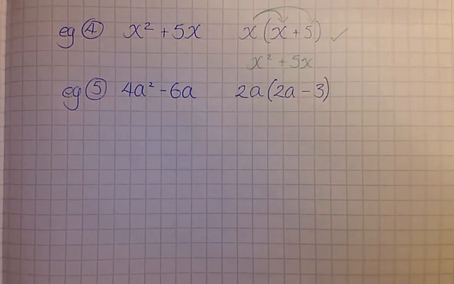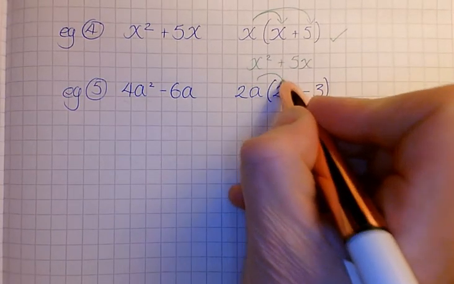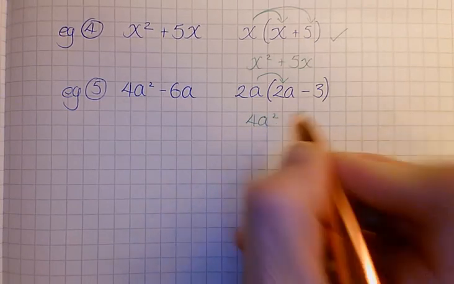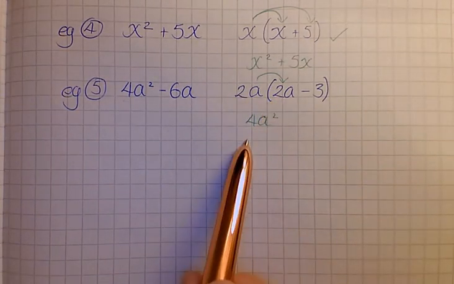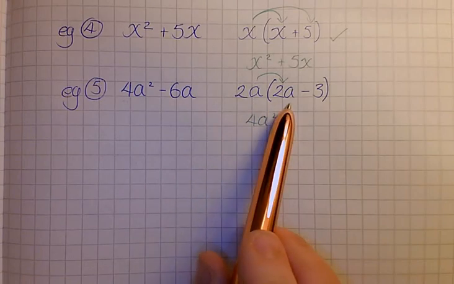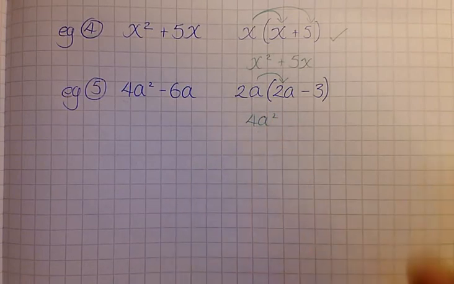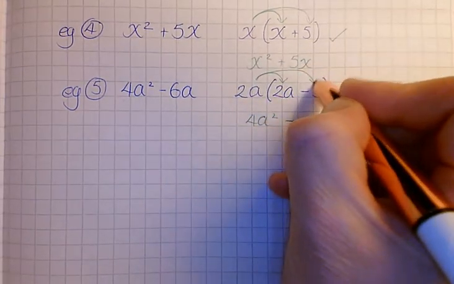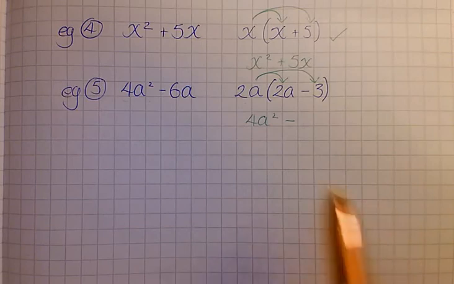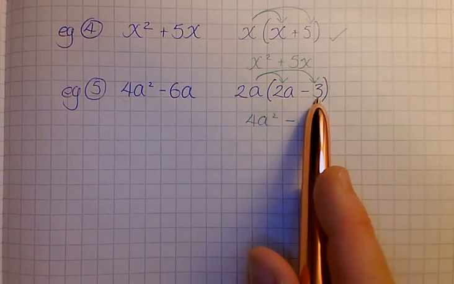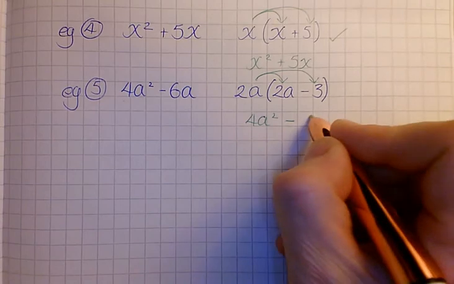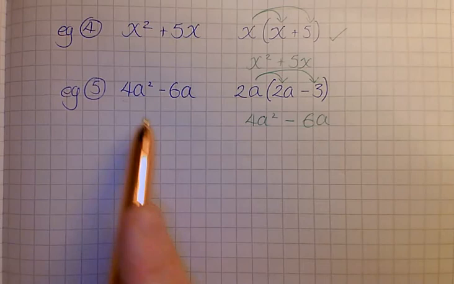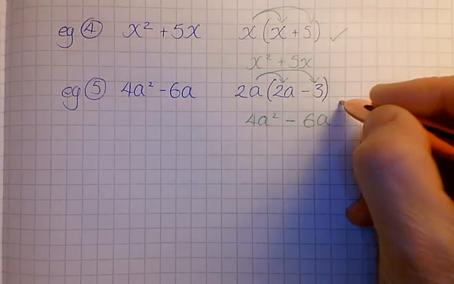Now, let's check if this works. 2a multiplied by 2a is going to give me 4a squared, because the 2 times the 2 gives me the 4, and the a times the a gives me a squared. Subtract, because I've got a subtract symbol here, and then 2a multiplied by that 3. So I've got 2a multiplied by 3, 2 times 3 is 6, so it's 6a. So 4a squared minus 6a. I know that one's correct.